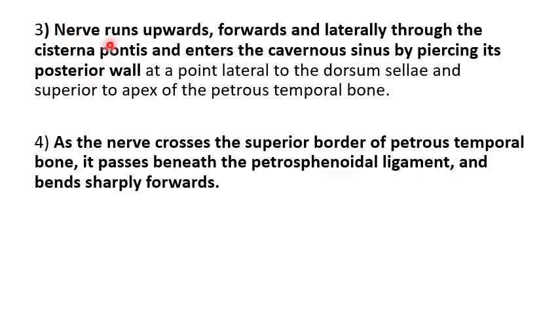Now, this abducens nerve runs upwards, forwards, and laterally through the cisterna pontis and enters the cavernous sinus by piercing the posterior wall at a point lateral to the dorsum sellae and superior to the apex of the petrous temporal bone. As the nerve crosses the superior border of the petrous temporal bone, it passes beneath the petrosphenoidal ligament and bends sharply forwards.